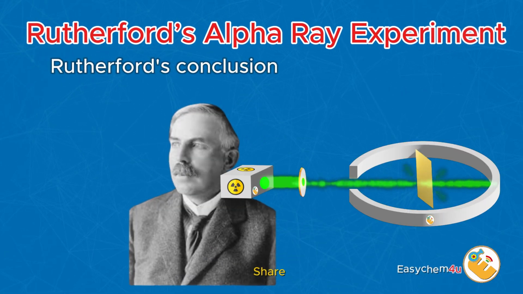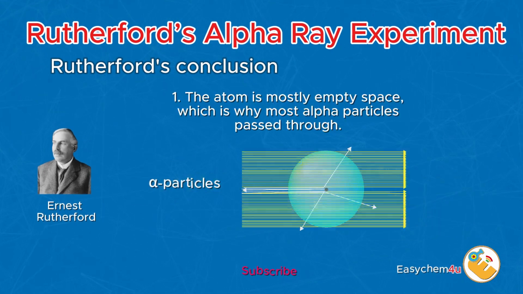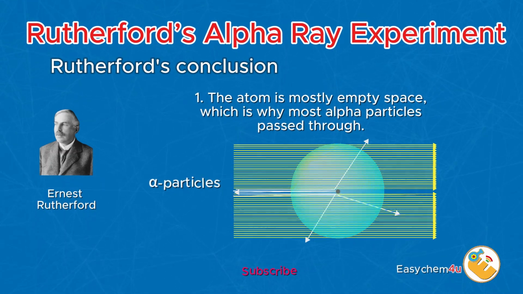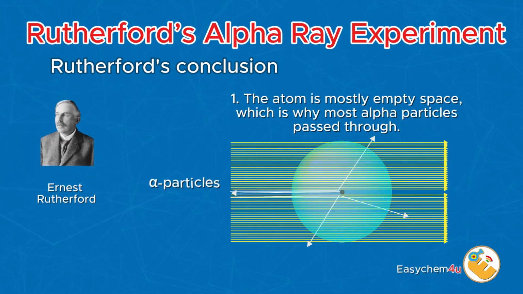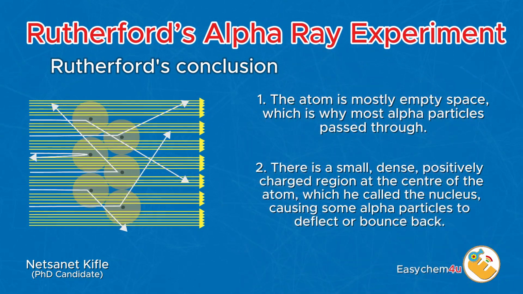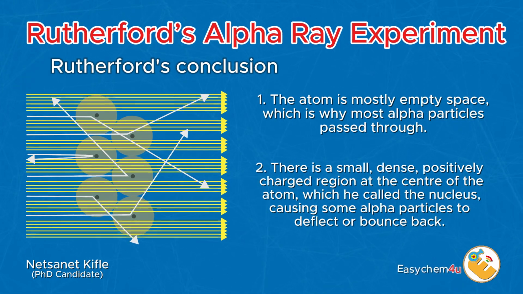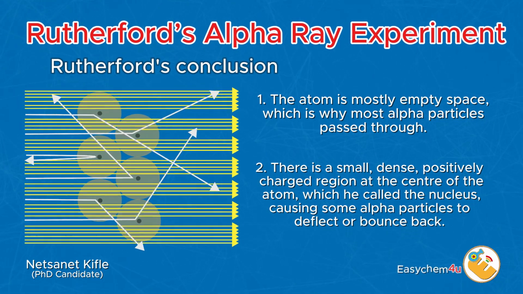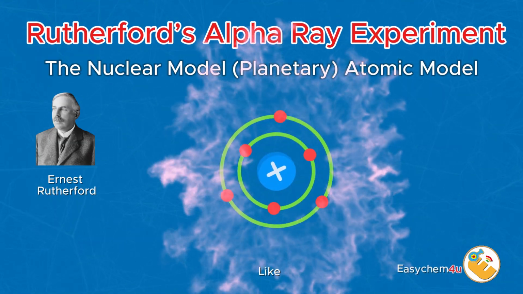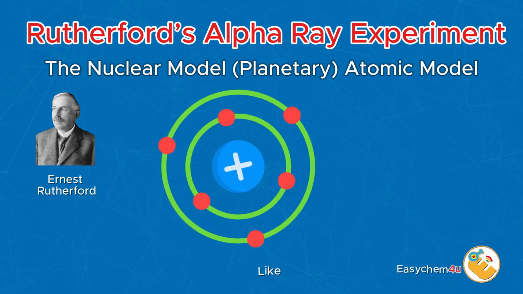Based on these results, Rutherford concluded that 1. The atom is mostly empty space, which is why most alpha particles pass through. 2. There is a small, dense, positively charged region at the center of the atom, which he called the nucleus, causing some alpha particles to deflect or bounce back. This led to the nuclear model of the atom, where electrons orbit a central nucleus, much like planets orbiting the Sun.